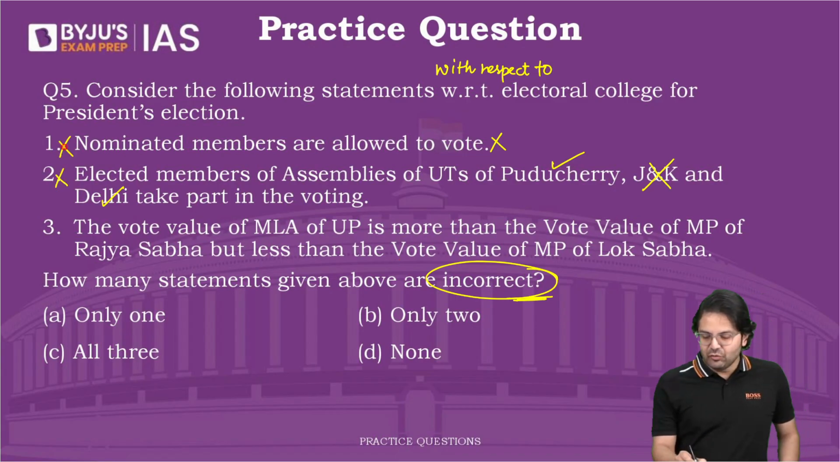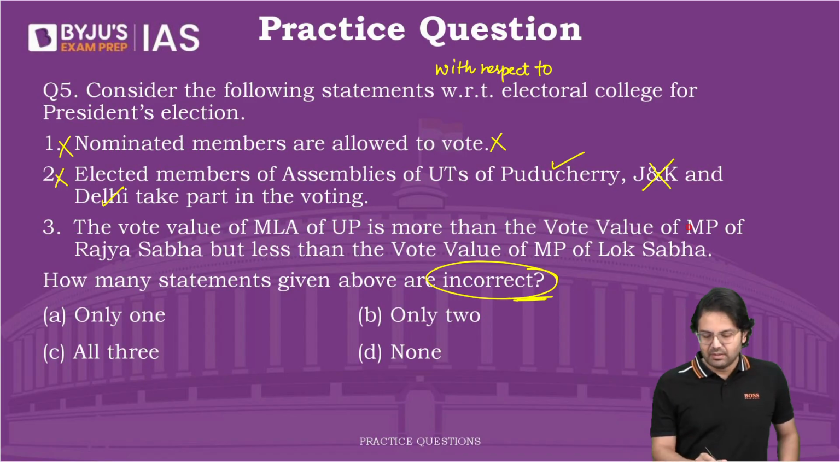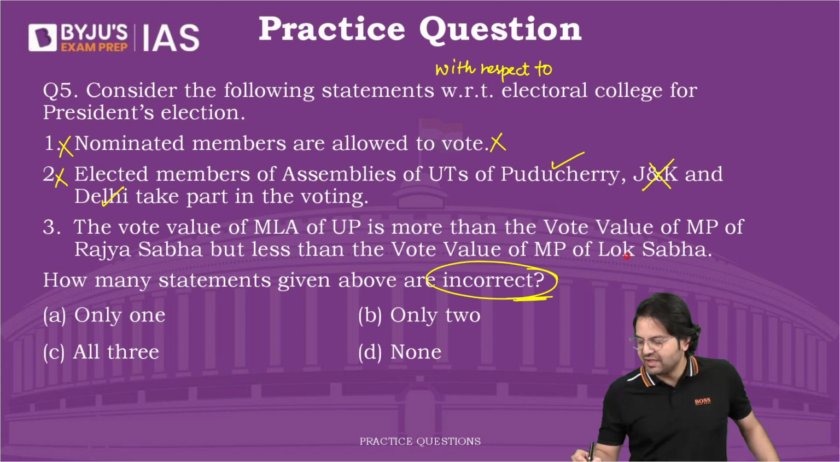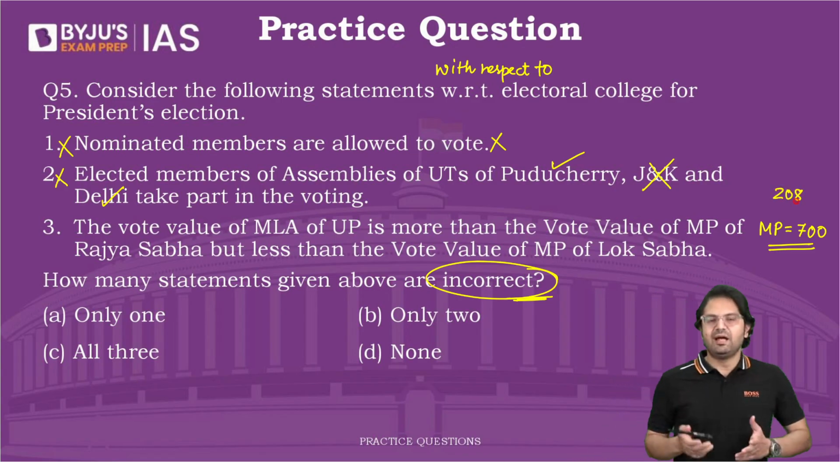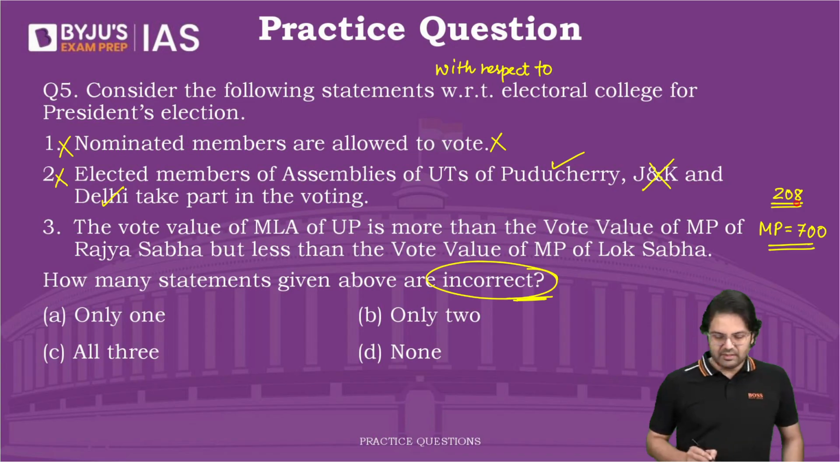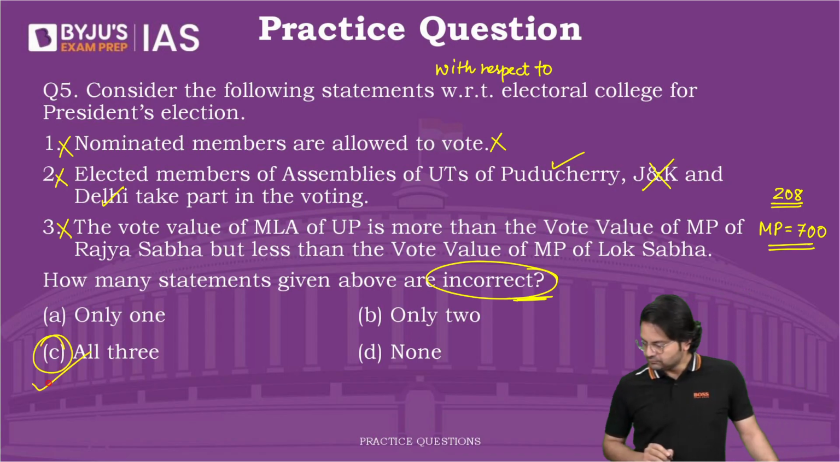The vote value of MLA of UP is more than that of value of MP of Rajya Sabha, but less than the vote value of MP of Lok Sabha. So yesterday we saw that the vote value of MP is actually calculated at 700. I hope you have revised. And the vote value of MLA of UP is 208. Of course, the vote value of MP will be larger than the vote value of MLA, right? So 3 is also wrong. Hence, all 3 are incorrect. Okay.